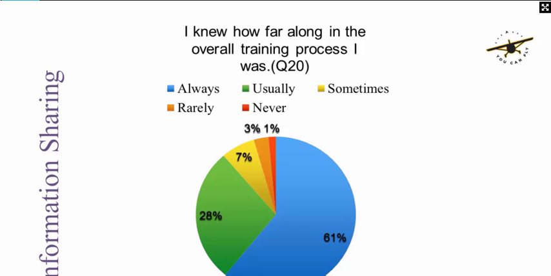And in this one we just had, I knew how far along I was in the overall training process. And you can see that the blue is always, 61% said they always knew where they were. The green is the usually, and we still had a little bit there that didn't know where they were. And this is, again, I think where Ian was going too, where you were discussing the idea of the syllabus, of letting people know where they are. And so they know where I'm in the process, and I don't feel like I'm being cheated, that they're just soaking me for money, and I don't know how far along or when it's going to end.